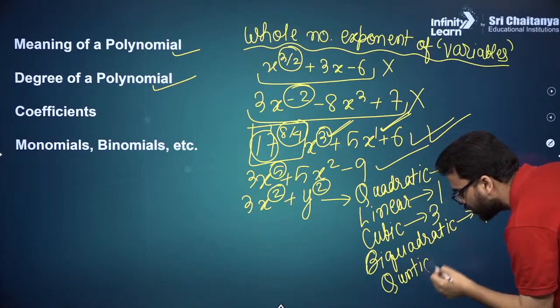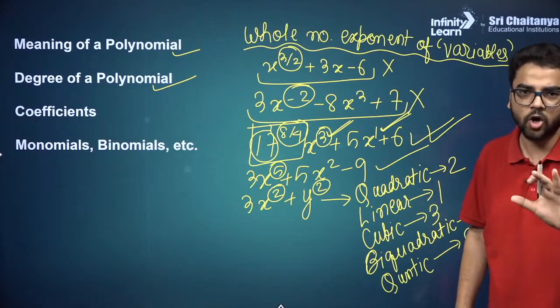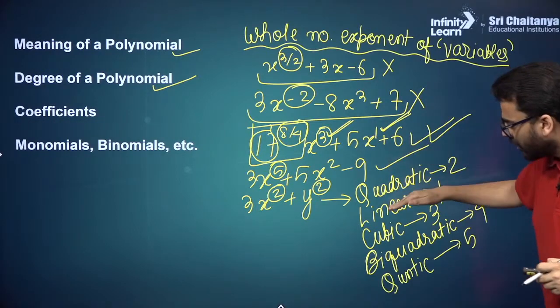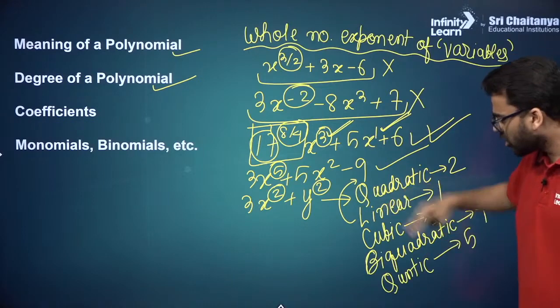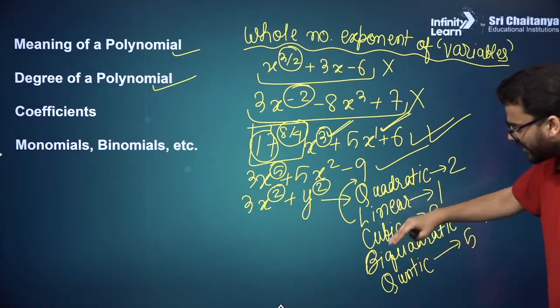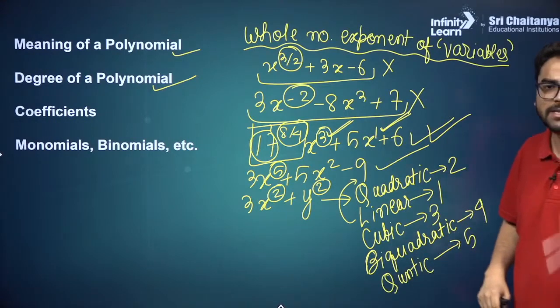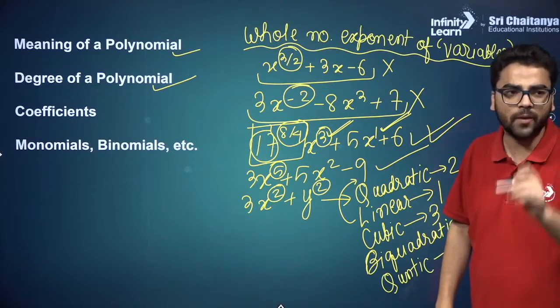So up till this only you remember normally. Apart from this, you don't have to remember by name. You got it? So if it's a 2-degree polynomial, it is a quadratic polynomial. If it's a 1-degree polynomial, it's a linear polynomial. If it's a 3-degree polynomial, it's a cubic polynomial. If it's a 4-degree polynomial, it's a biquadratic polynomial. If it's a 5-degree polynomial, it's a quintic polynomial.